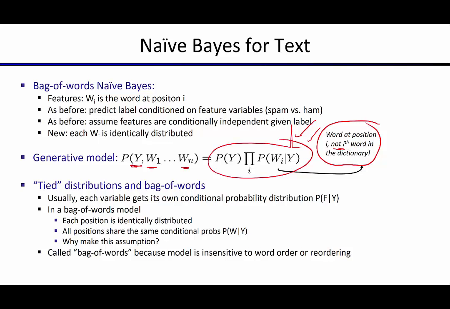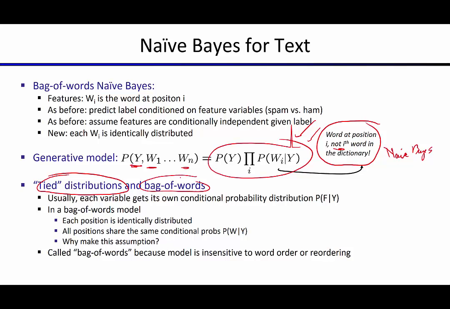Now, beyond making the naive Bayes assumption, which is the assumption up here that we already talked about, that once you pick your first word, the second word doesn't depend on that, it still only depends on the topic, people often make an additional assumption. This assumption of tied distribution is also called the bag of words in this context.